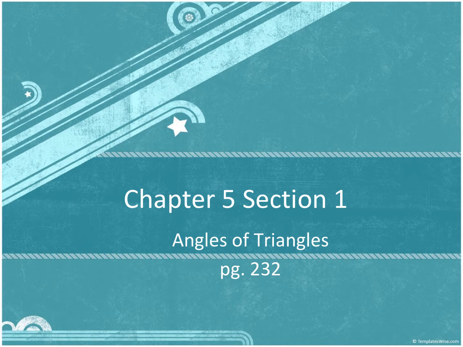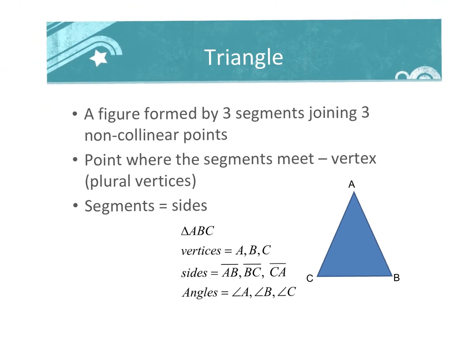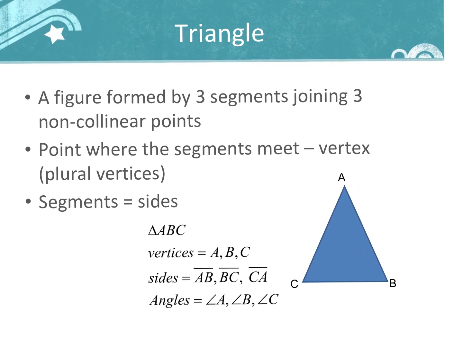Okay, this is chapter 5, section 1, the angles of triangles. So first, let's talk about what a triangle is. A triangle is formed by three segments joining three non-collinear points. For example, A, B, and C are each of our points, and our sides are AB, BC, and CA. So the distance between AB, BC, and CA forms our triangle.